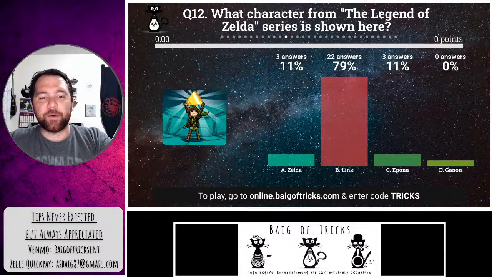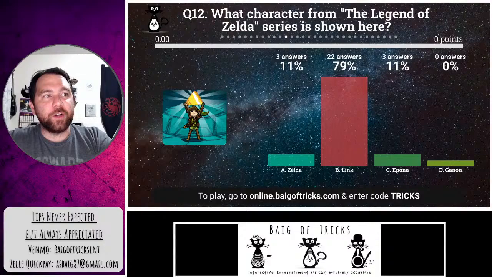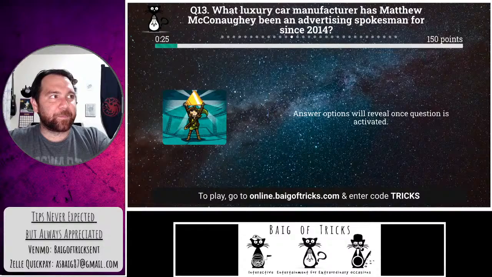Well, we didn't make it. Three people said Zelda. We didn't make it. Three people said Epona. Zelda is a princess who tends to be in trouble. Epona is his horse, trusty steed. 22 people correctly said Link. Link is the correct answer. Great job. Question number 13.